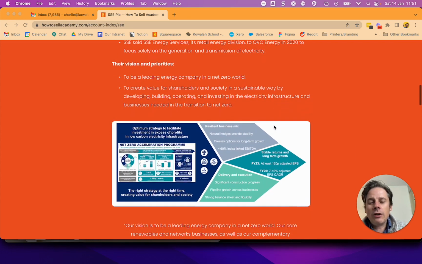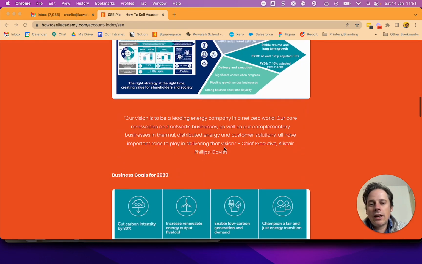Then you can find out what their strategic vision and their priorities are, and this comes straight out of their annual report and their investor page on their website. Where they provide it, we've got here slides that come from their annual report that describe their business model and their operations. Here we've got a nice quote from the CEO that could be used.